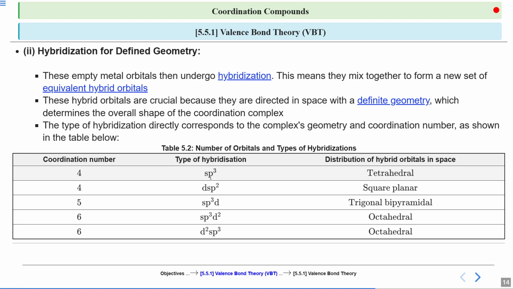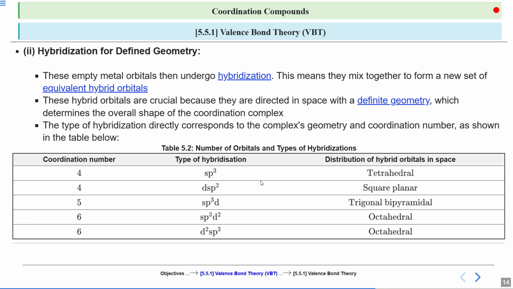That means one s orbital is going to intermix with the 3 p orbitals to form the equivalent hybrid sp3 orbitals. And they are going to present themselves in space with a definite geometry, and that geometry is going to determine the coordination complex geometry. So the distribution of hybrid orbitals in space is tetrahedral in the case of sp3 type of hybridization.